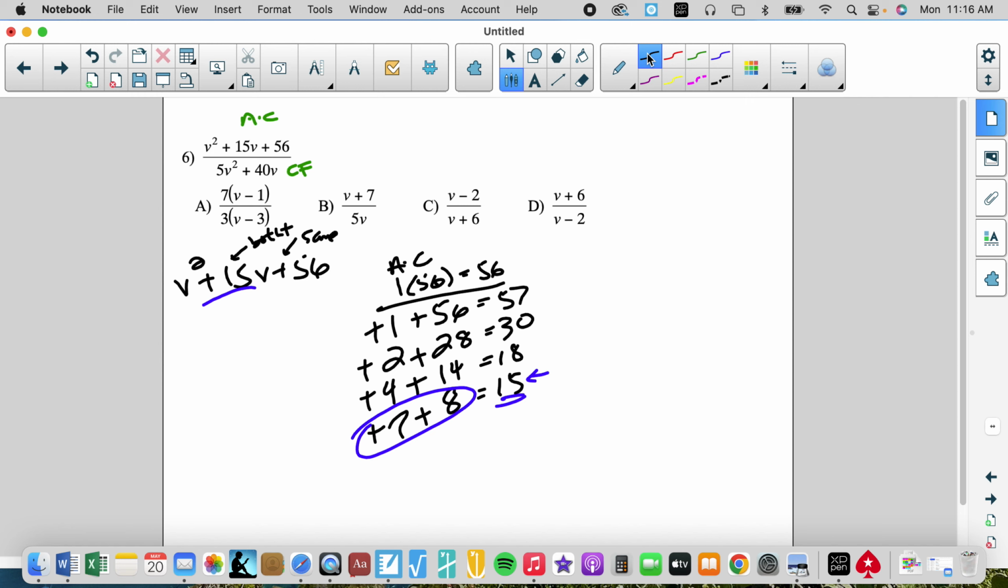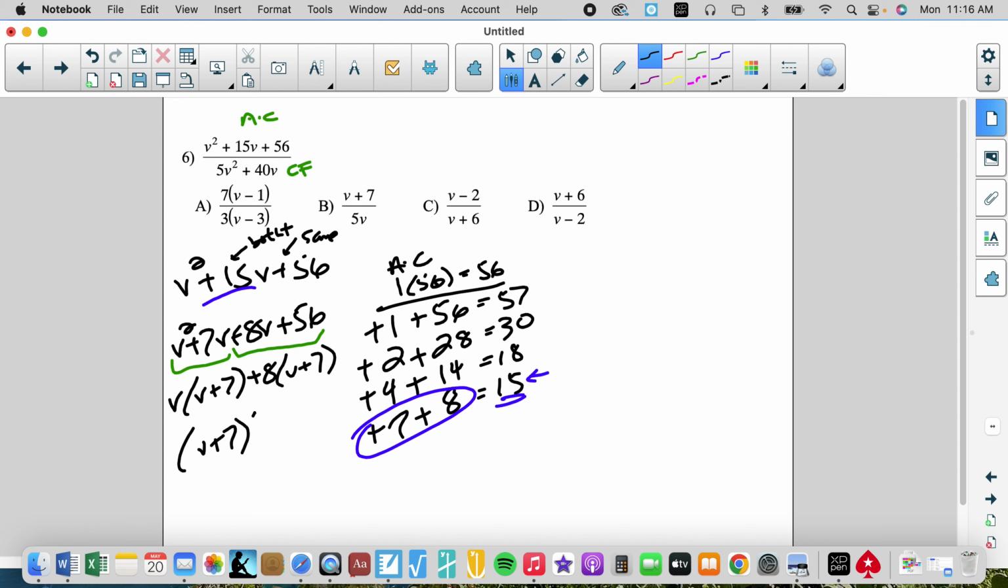So I'm going to use those two values. V squared plus 7V plus 8V plus 56. Let's group the first two, group the second two. We get V times quantity V plus 7 plus 8 times V plus 7. We are left with V plus 7, V plus 8. So that numerator is V plus 7, V plus 8.